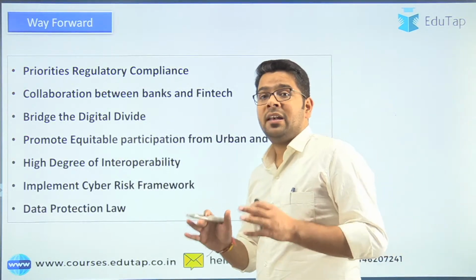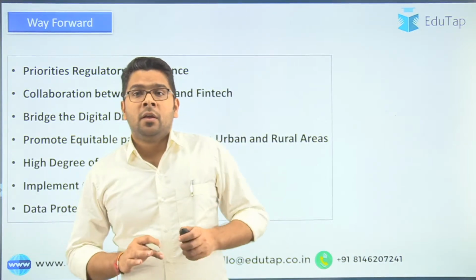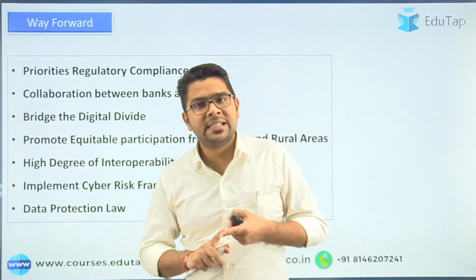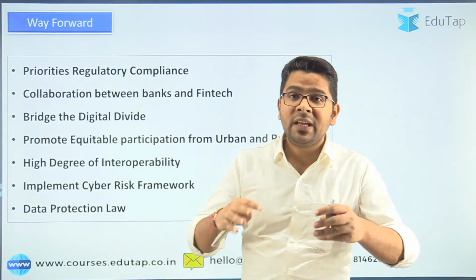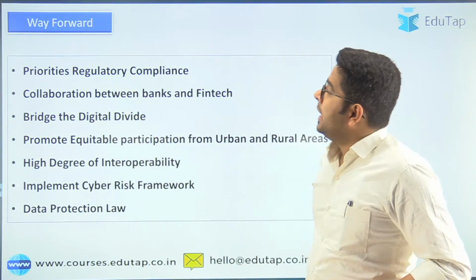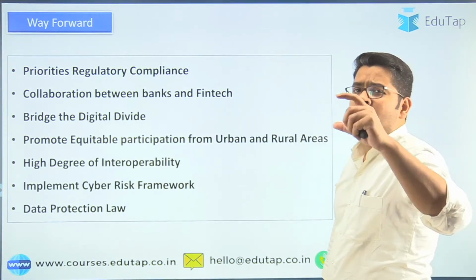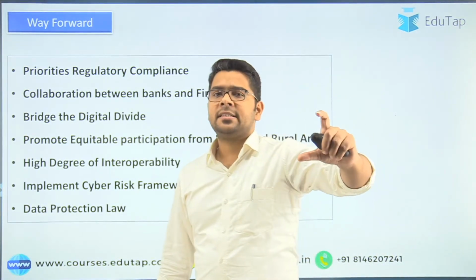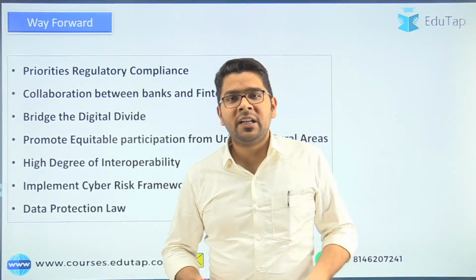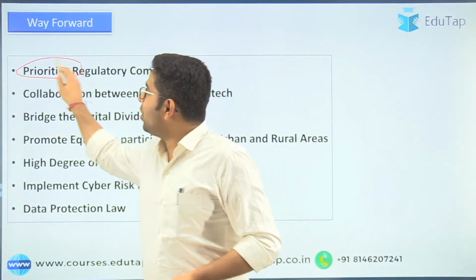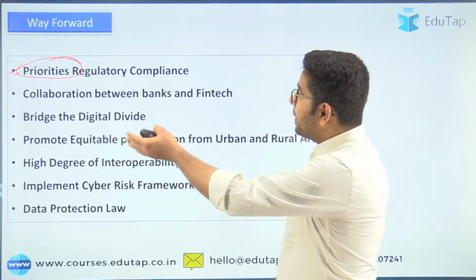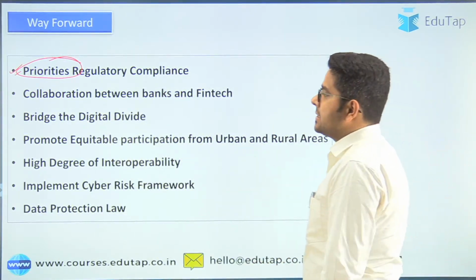So coming to our last part, which is what is the solution. We have talked about advantages, we have talked about challenges. So we need to see how these challenges can be overcome. Overcome or way forward is really easy part, because when you know the challenge, you know the solution. The problem is with the regulatory framework, so prioritize it. The first way forward is prioritize regulatory compliances.